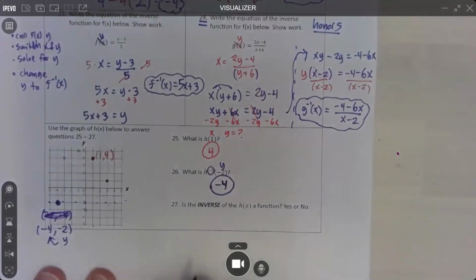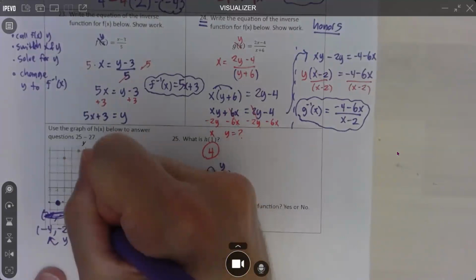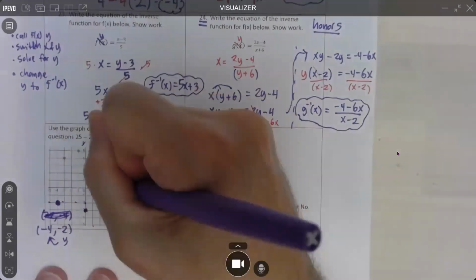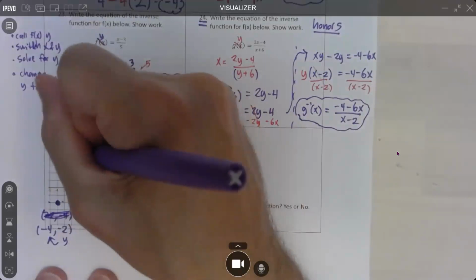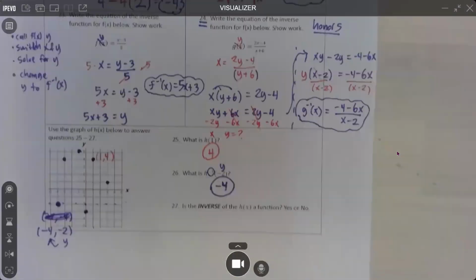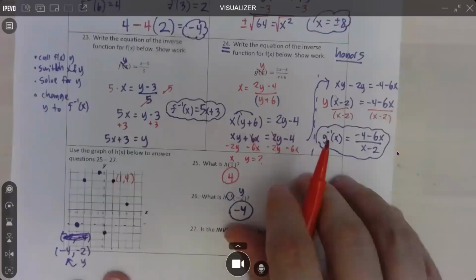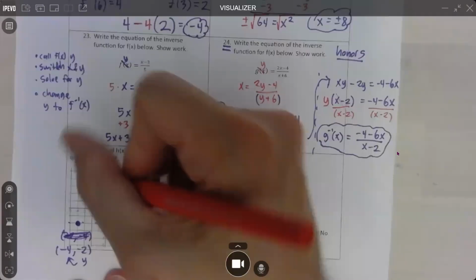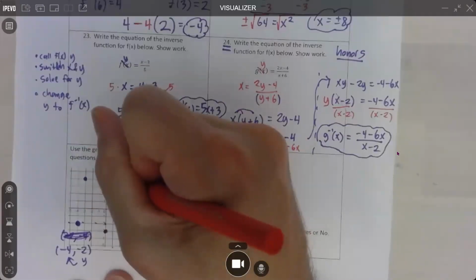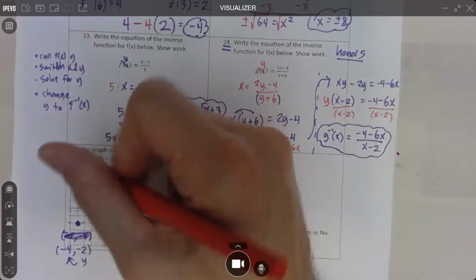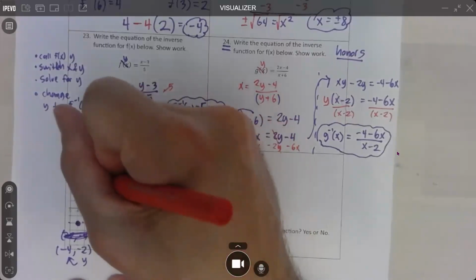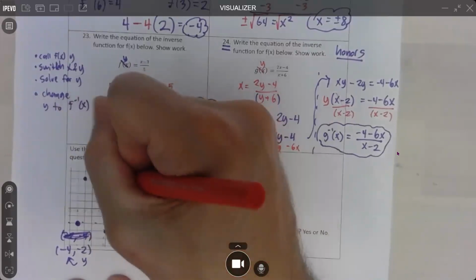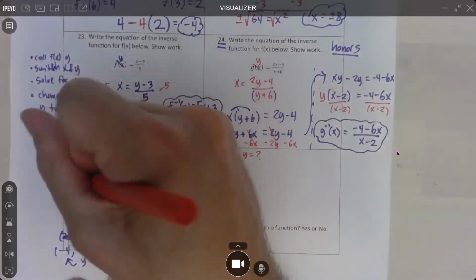And the last question says, is the inverse of h of x a function, yes or no? So if you look at the points, looks like I have a point there, there, there, and there. And in order for the inverse to be a function, you have to make sure that when you plug in the y values, you only get one x value. In the case here, if I plug in 1, I get 4. But if I plug in the y value of 4, you'll see that there's actually two outputs, two x values. That coordinate here at (-3, 4) and (1, 4).